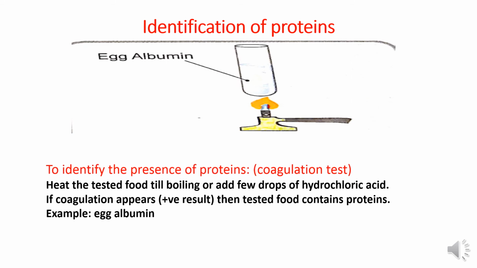To identify the presence of proteins, this test is called the coagulation test. Heat the tested food till boiling or add a few drops of hydrochloric acid. If coagulation appears, a positive result, then the tested food contains proteins.